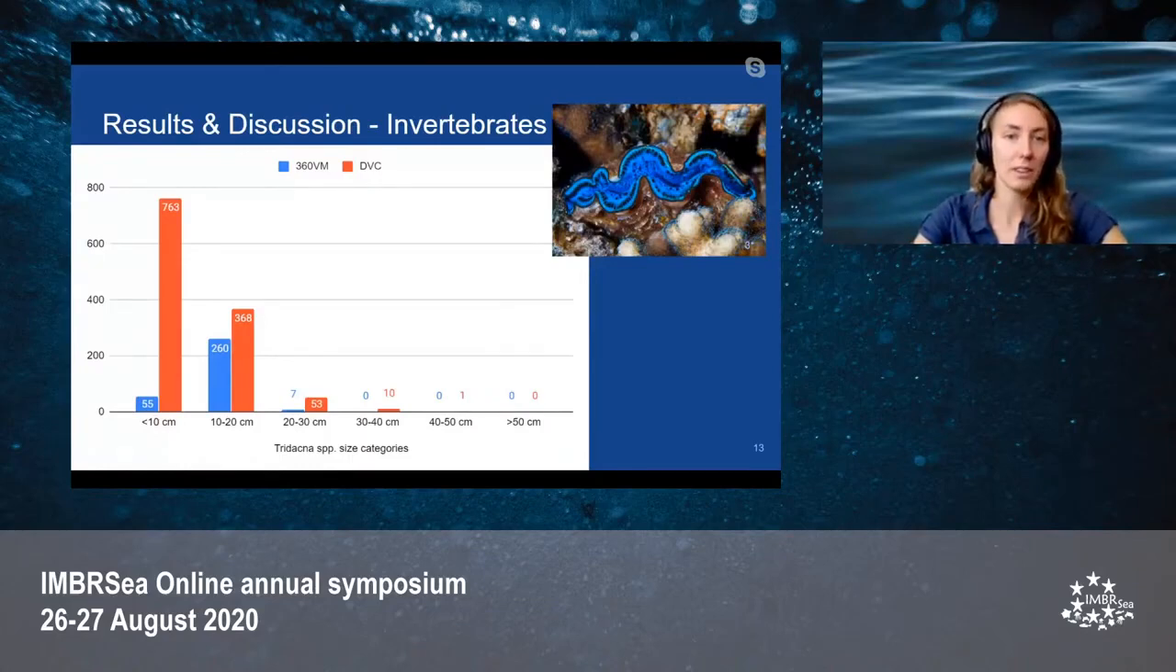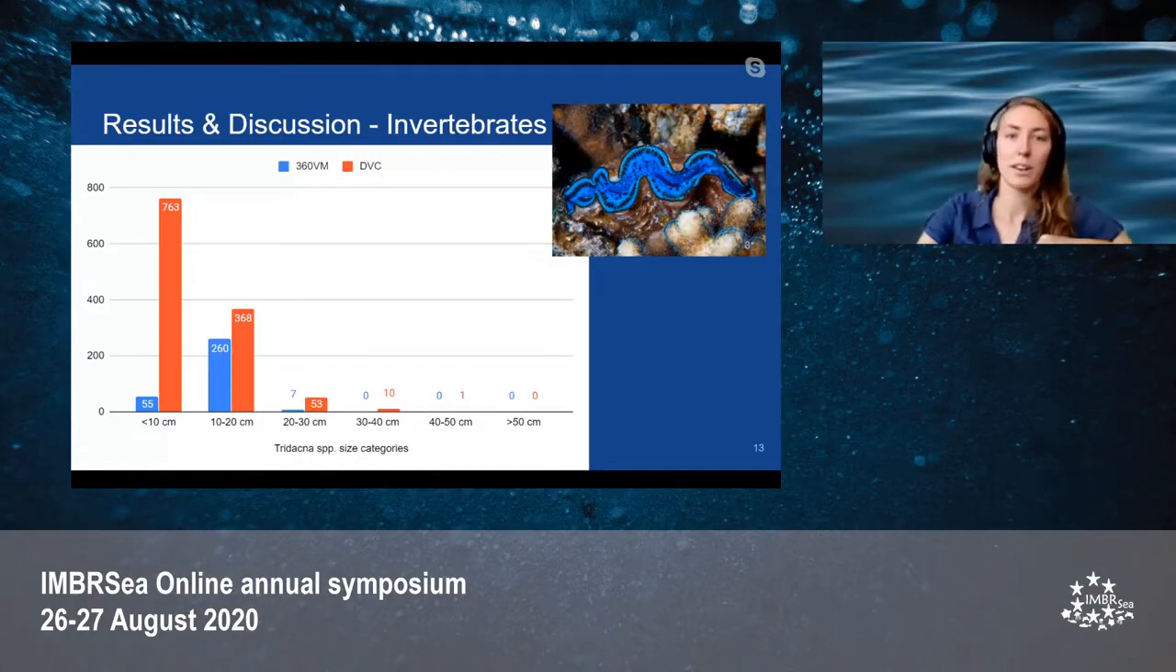The Tridacna were categorized in different size categories, and you can see that the numbers counted with diver-based visual census decrease with increasing size, while 360 video monitoring has the highest count in the category of 10 to 20 centimeters. And the resolution of the video might have been a problem to detect, for example, the very small individuals, which would explain why only so few were counted.